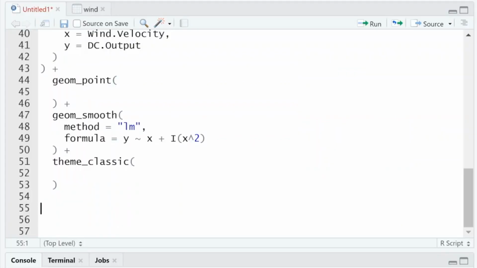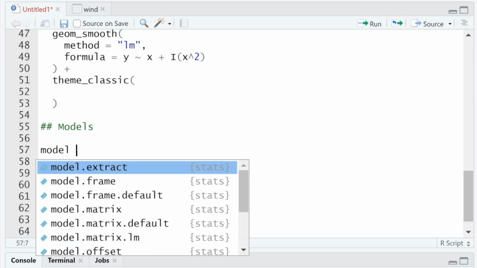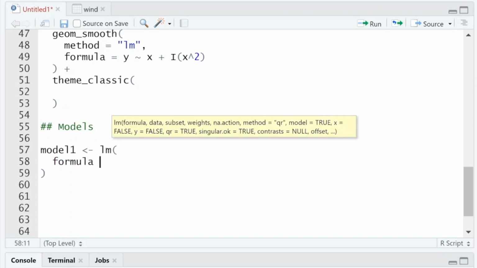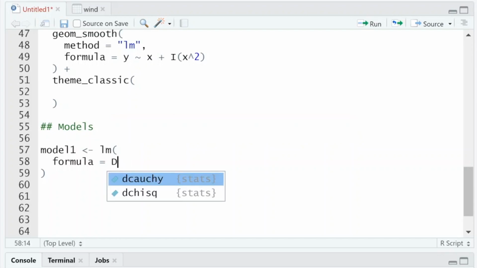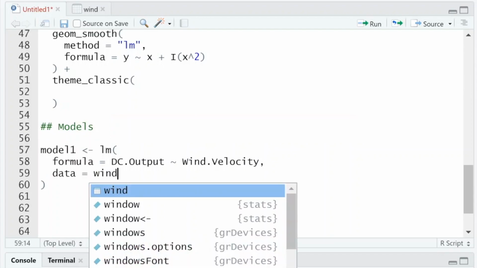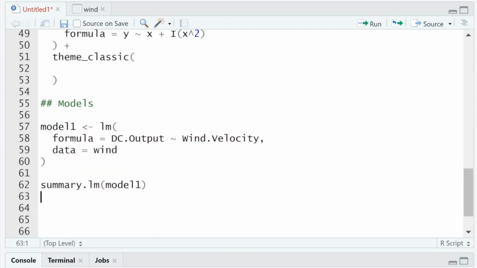So how do we do that? Well, maybe we want to model it first as just a straight line. So I'll call this model 1, and it's going to get a linear model with the formula, and this time we have to use the data-specific formula, DC output as a function of wind velocity. And the data is coming from wind. Very cool. So we run that, and we hit it with this summary.lm, model 1, and what do we see?